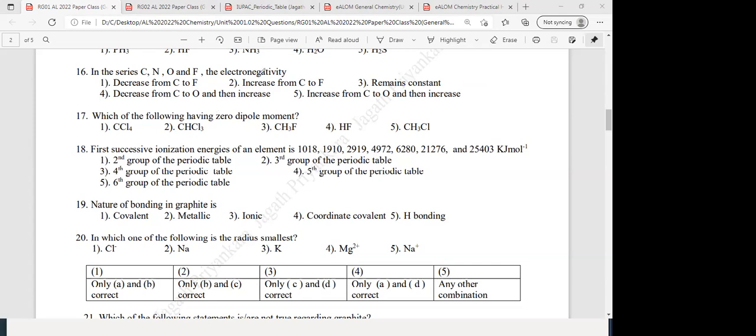Carbon is 2.5. I'll write the electronegativity values. Anyway, you are not supposed to memorize them. Carbon 2.5, nitrogen 3.0, oxygen 3.5, fluorine 4.0. So it increases, right? Increases from carbon to fluorine. It's very easy. Question number 16, the answer is second. All of you are correct. Very good. Those who have posted the answer, Ansiruni, Chaniti, Chamika and Dulshan, your answers are correct.